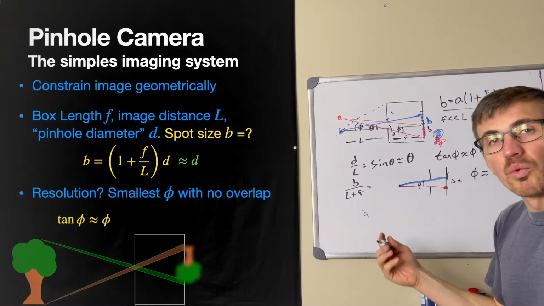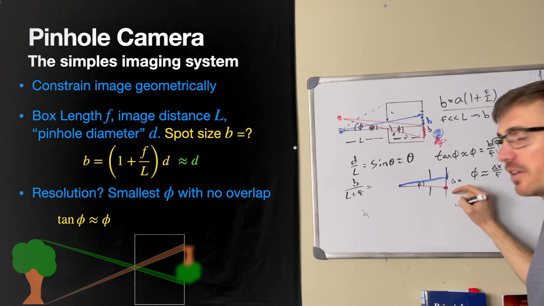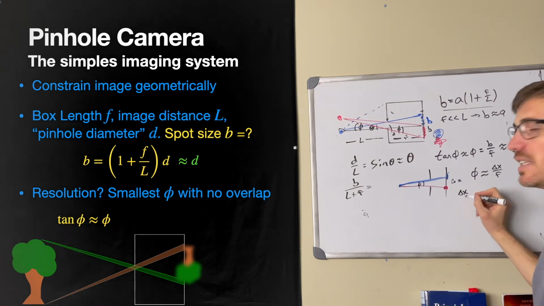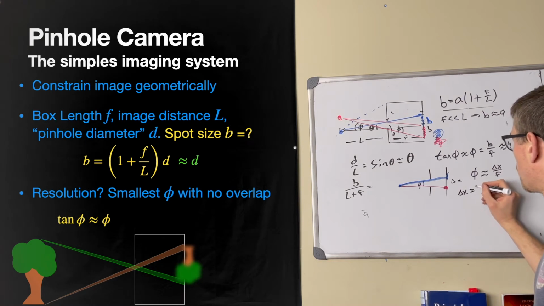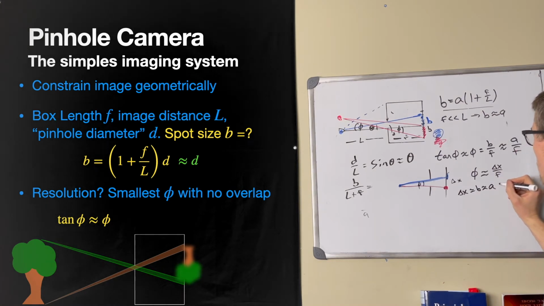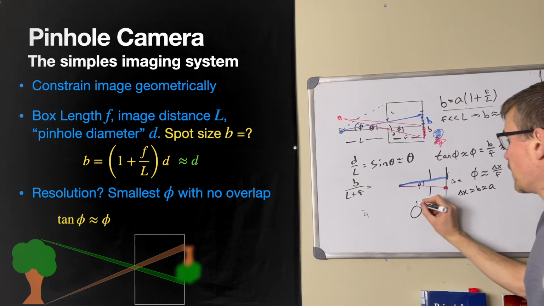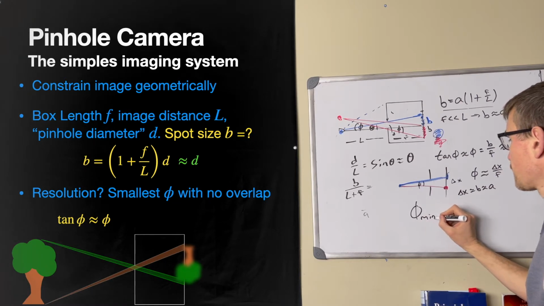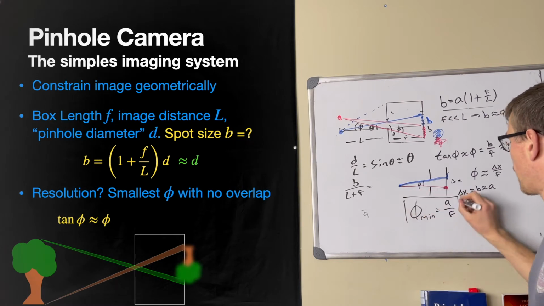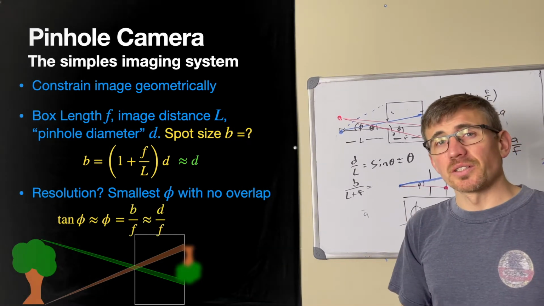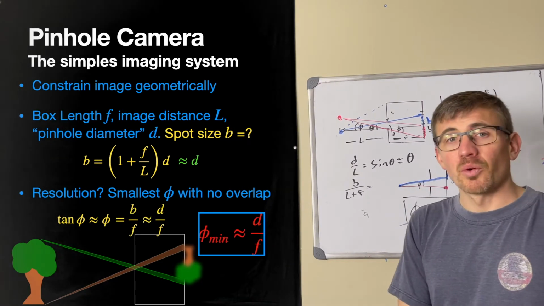And we're going to have resolved images. We're going to have resolution of our image when delta x is equal to the blur of the pinhole. So that when that's equal to about b, which is about equal to a. So the resolution for a pinhole camera is about equal to its pinhole size divided by f. Okay, so this is the resolution limit here for the pinhole camera.